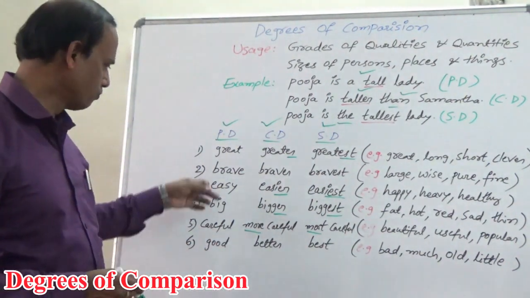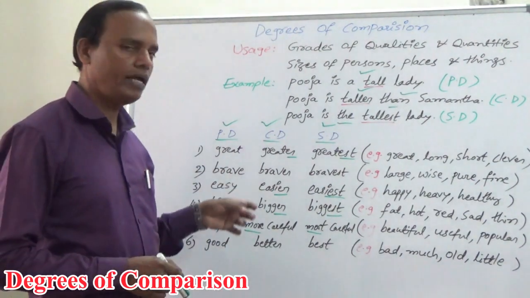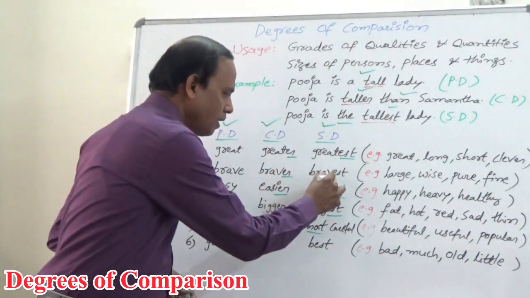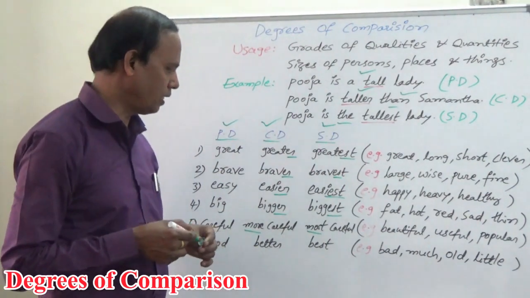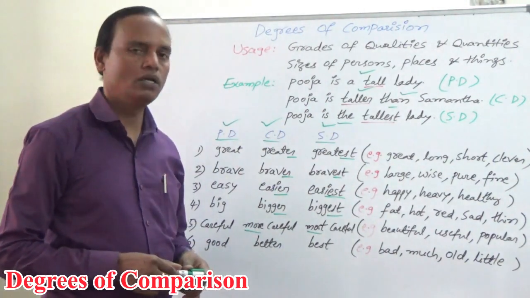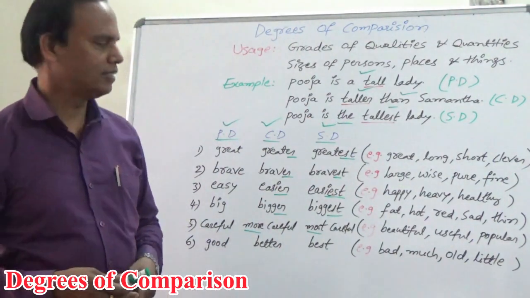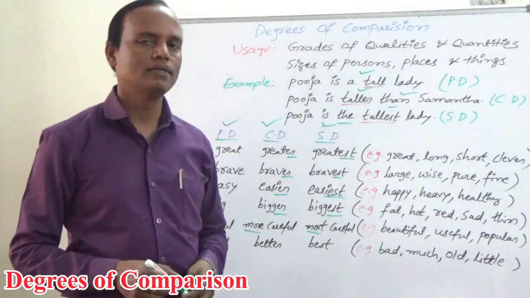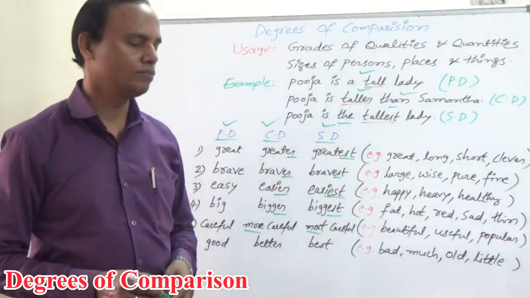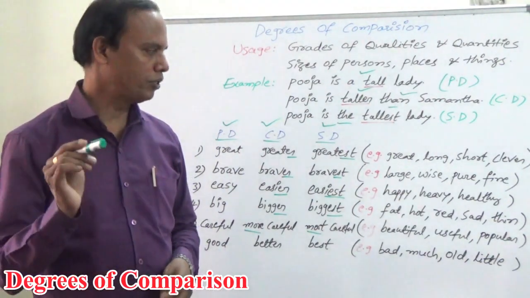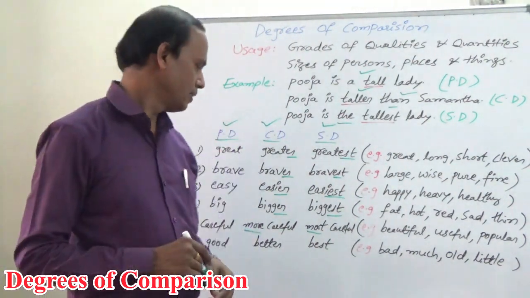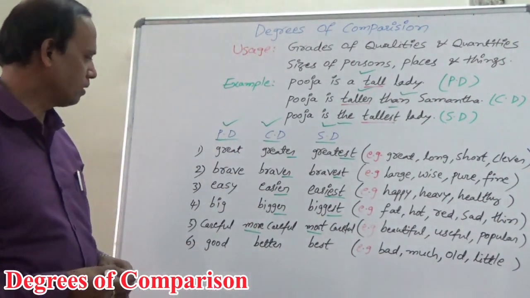Alright. Now let's move to the second example, brave, braver, bravest. So adding letters in comparative and superlative degree, you can understand. Then examples are given here. Large, then you can change it to comparative and superlative degree. Larger, largest. Wise, wiser, wisest. Pure, purer, purest. Fine, finer, finest. Alright. Now let's move to my third example.